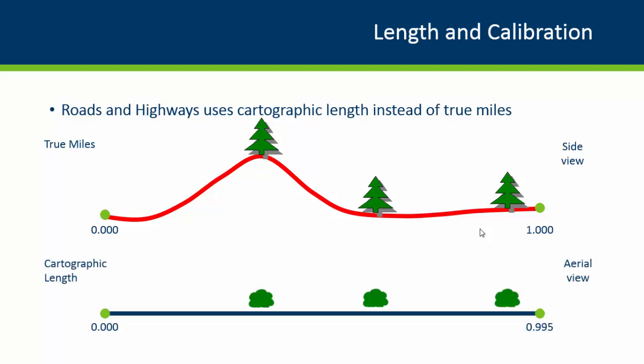For cartographic length, elevation is not part of the length. It's similar to an aerial view of the route. A user cannot notice if the route has any elevation changes or not. To better explain it, it's as though true miles is a 3D representation of the route, while cartographic length is a 2D representation. Because of this, there's a slight change to the overall mileage. That's why LRS and old frozen data should not be mixed together.